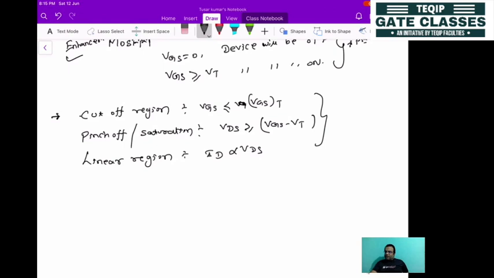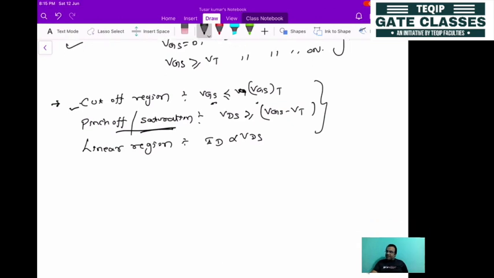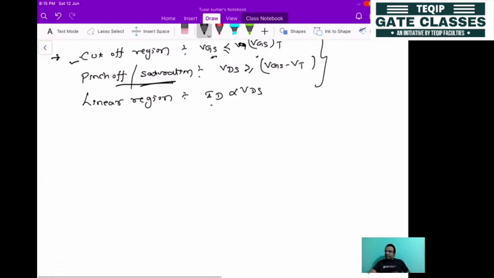Now look here. The cutoff region is fine. VGS is less than the threshold value, that's why the device will be off, so the current flowing through the device will be a very minimum value. But the pinch off and saturation is not exactly like in the case of BJT. It is a little bit different, and we'll see how it is different from the BJT. Then the linear region, where the drain current is proportional to VDS. So now let's draw the characteristics.